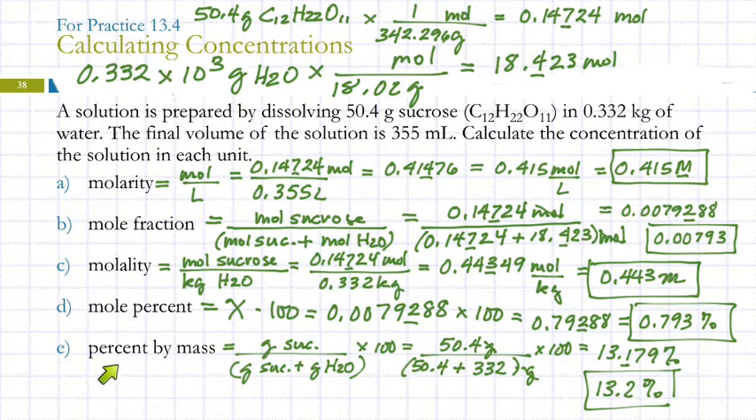The common mistake students make in calculating a percent by mass is they'll take the 50.4 and divide by the mass of the solvent and multiply by 100. And sometimes it's pretty close to the right answer, but it's not the right answer. I guarantee you I will try to trick you with that on the last exam. You've been warned. So then it's not really a trick, is it?